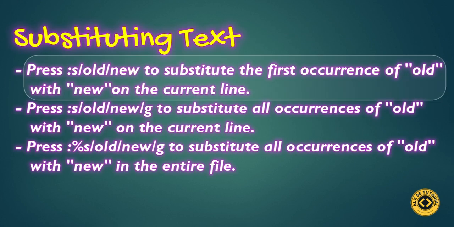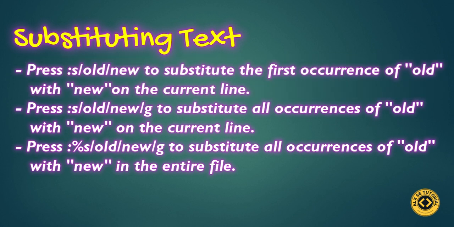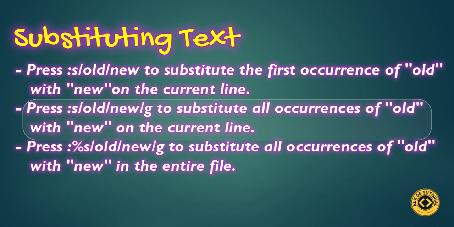For us to substitute text, we would enter the command colon s/old text/new text to substitute the first occurrence of old text with the new one on the current line. Then, in order for us to substitute all occurrences of the old text with the new text on the current line, we would use colon s/old text/new text/g.